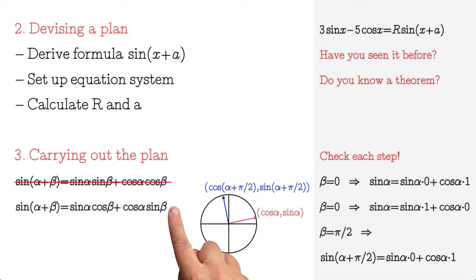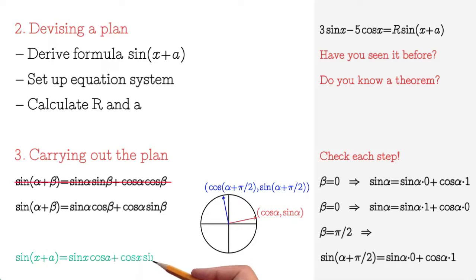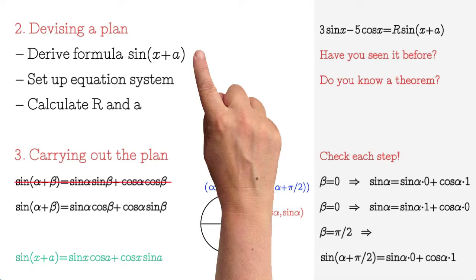To customize this result to our problem, we set alpha equals x and beta equals a, which gives us the following equation. We have thus done the first point of our plan.